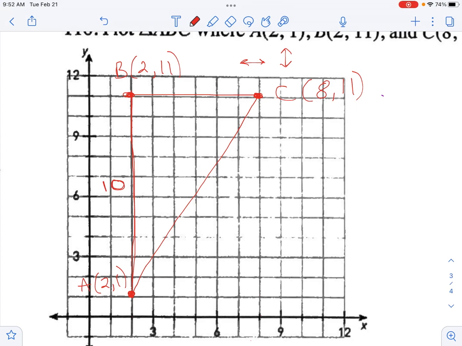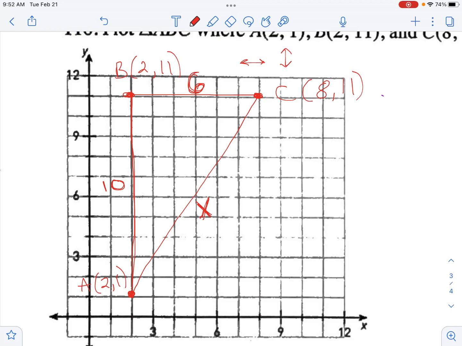And then from point B to point C, we've got 1, 2, 3, 4, 5, 6. We've got 6 here. Now, if we wanted to figure out the length of the hypotenuse, which is this side right here, we'll call it X, we can use the Pythagorean theorem for that.